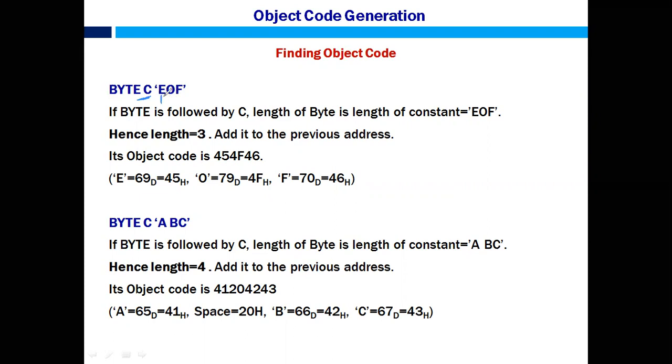How many bytes do we have? 1, 2, and 3. So we have 3 values, so the length will be 3. So we have to add it with the next address.